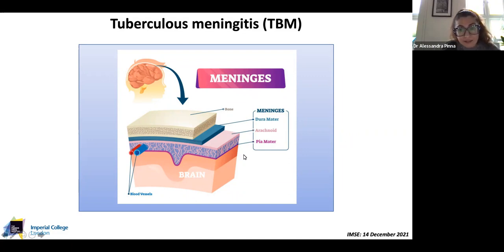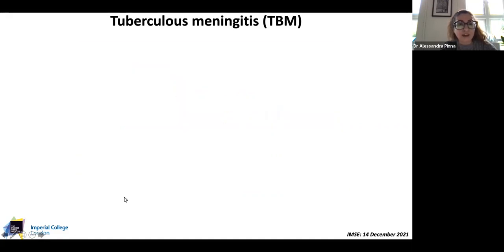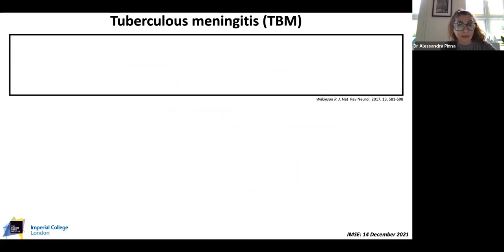And in one layer of the meninges, we have, as you can see here, the blood vessel. So what happens is that the bacilli, the tuberculous bacilli, can enter the bloodstream and spread to the brain. The mechanism through which the bacilli reach the brain is not fully understood, but Wilkinson et al. tried to explain this mechanism.